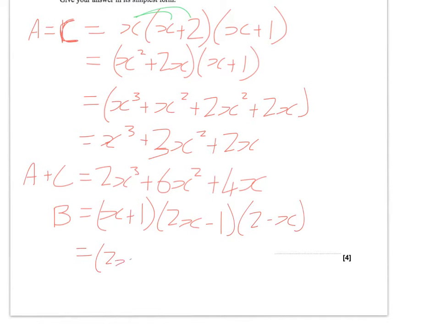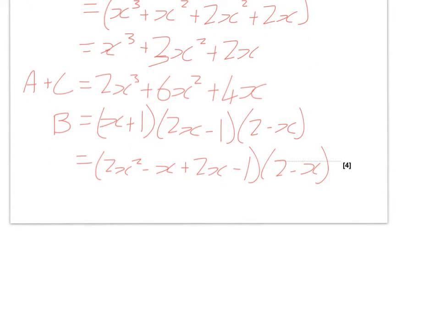X times 2x is 2x squared. X times negative 1, negative x. 1 times 2x. 1 times negative 1. Highly recommend that at this point you simplify, or at any time you can simplify what you've got. So in here I've got 2x's, so two things with a coefficient of x, so 2x squared plus x, take 1, made that far too wide. Can I rub this out? Oh, there we go.